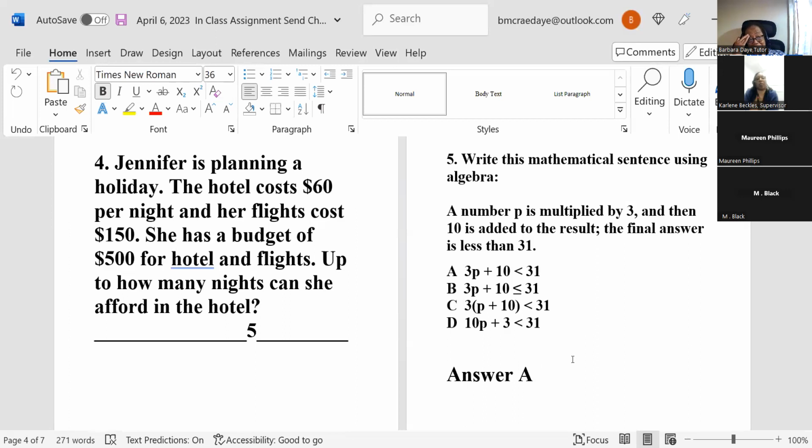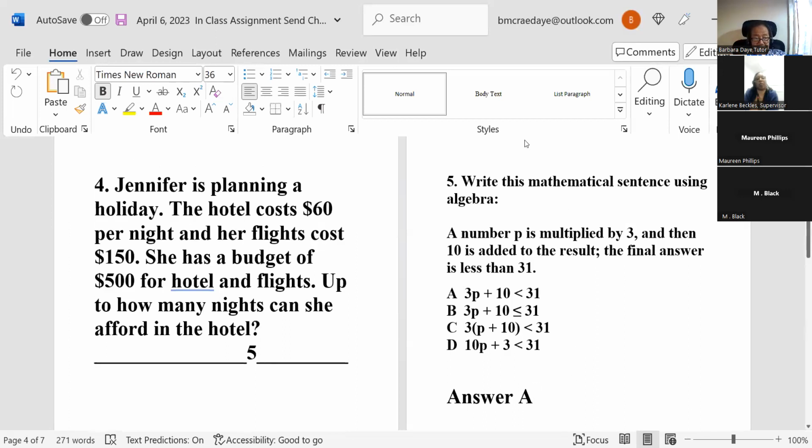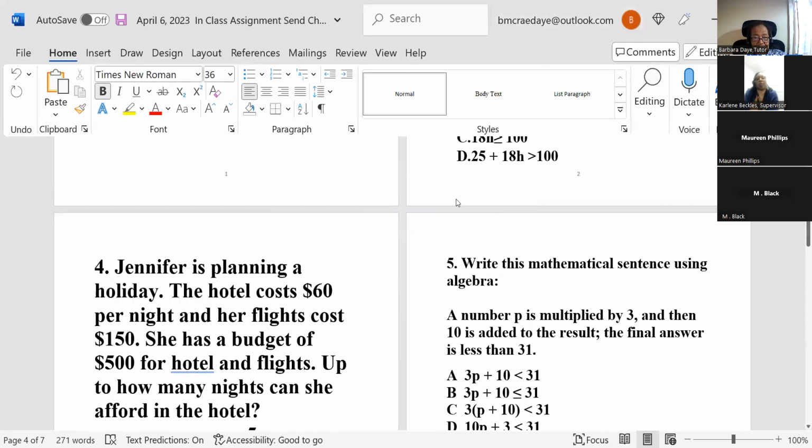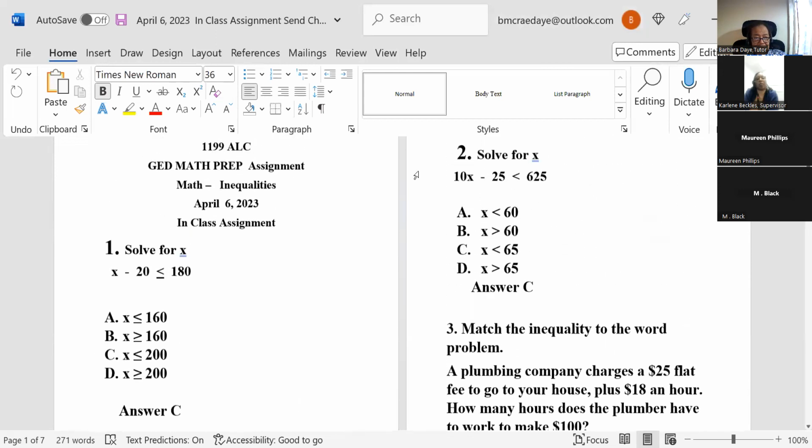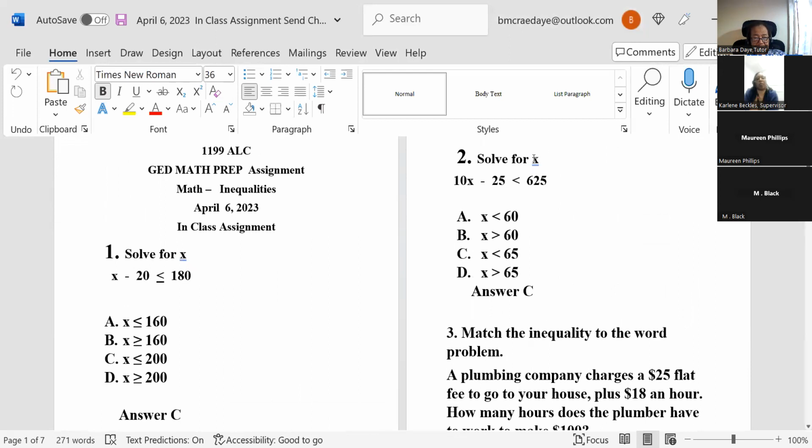Let's go back to number 2. Add 25 to 625, you get 650, right? Divide 650 by 10, you get 65. You don't reverse the inequality. You've got a less than, it stays a less than. Answer C. Questions?